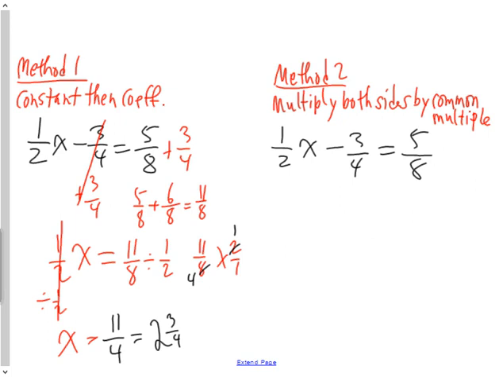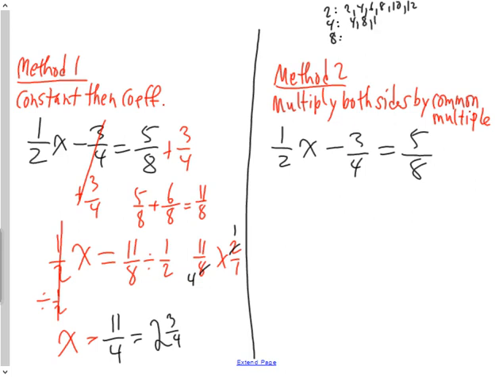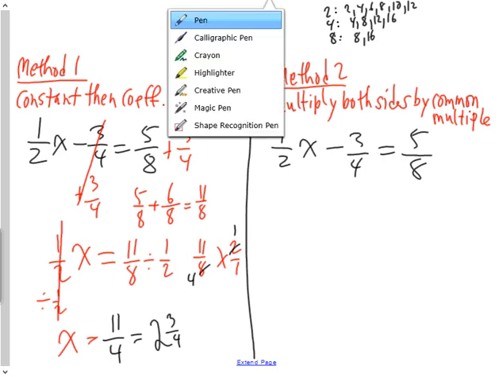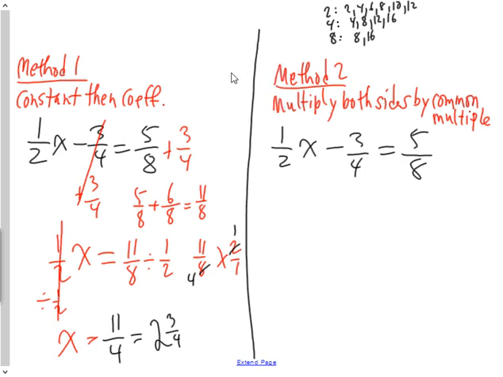So using that method, all of the basic stuff you learned in grade 7 and 8, constant first, coefficient second, works for these questions. But a different way we could have tackled it is by method 2, which is multiplying both sides by a common multiple. Now, even though I don't need to write it, if I asked you what is the first multiple that 2, 4, and 8 share, you could physically write out all of the multiples of 2, 4, and 8, and you would realize that the first one they share is 8.